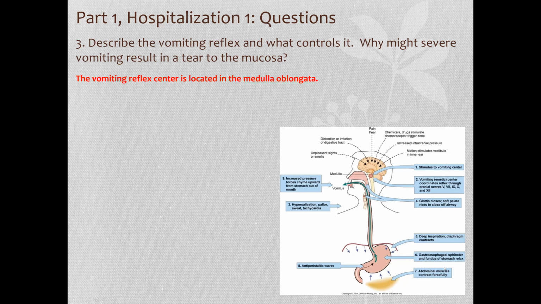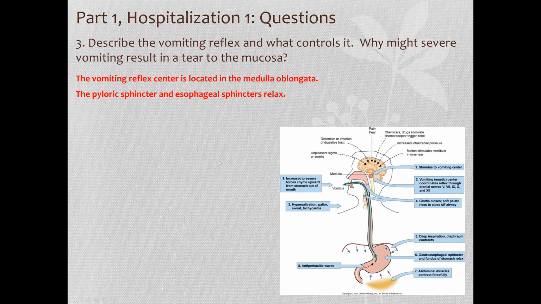I'm not going to go over every step in this pathway, but it does say some of the triggers that can lead you to vomiting. But when you have a stimulus that comes into the vomiting center, that is going to be in the medulla oblongata. And then the reflex is coordinated through several different cranial nerves.